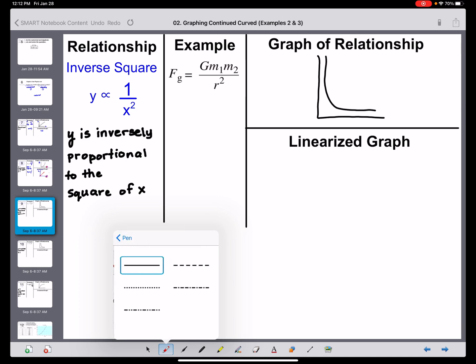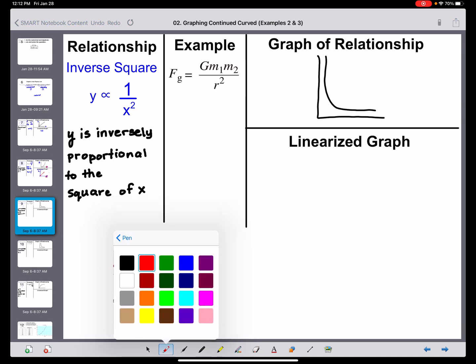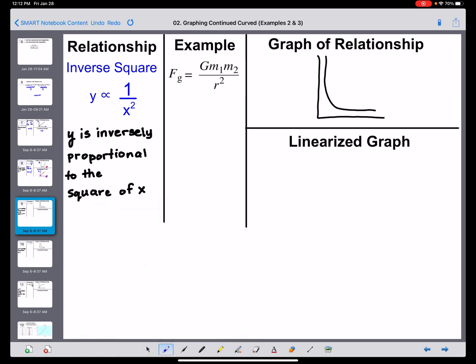Okay, let's look at another example of a different graph shape. So here we're going to look at this formula that I'm circling. And we're going to study the relationship between f and r. So let's say that r is manipulated, f is responding. We can write it this way. F, we'll put the little g next to it, is proportional to 1 over r squared.